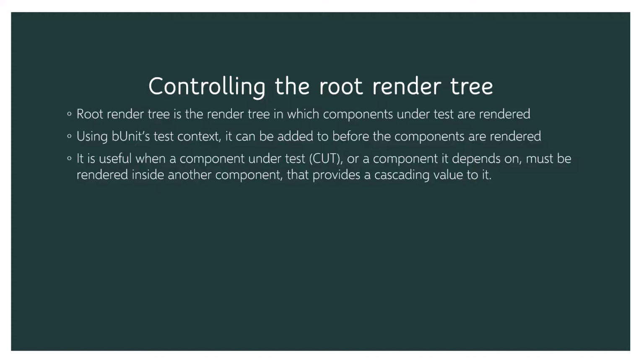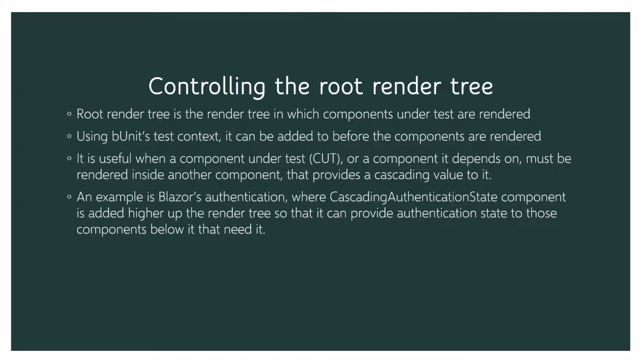It is useful when a component under test, or COT in short, or a component it depends on must be rendered inside another component that provides a cascading value to it. An example is Blazor's authentication, where a cascading authentication state component is added higher up in the render tree so that it can provide authentication state to those components below it that need it. Having said that, let's switch over to Visual Studio.